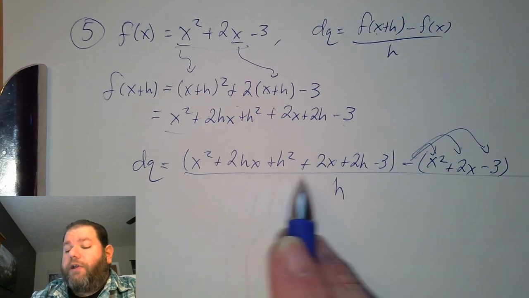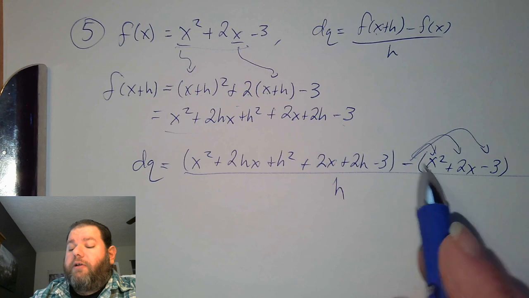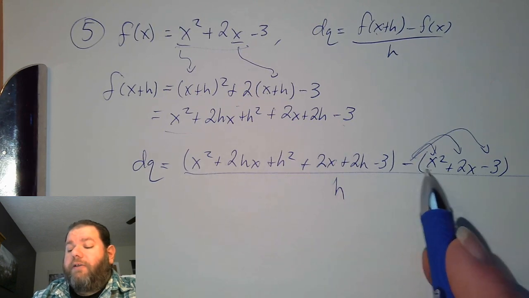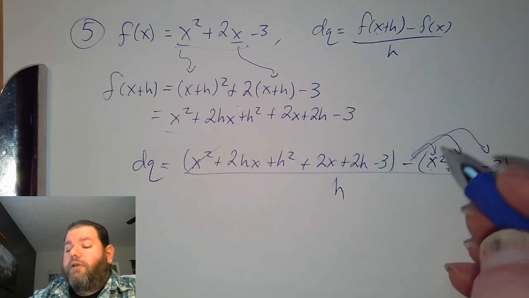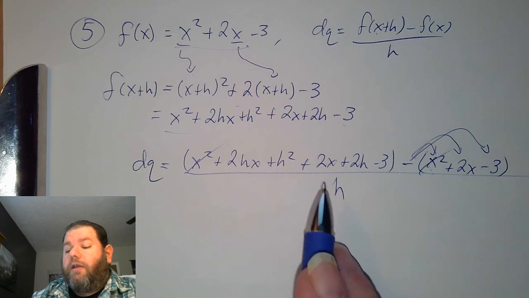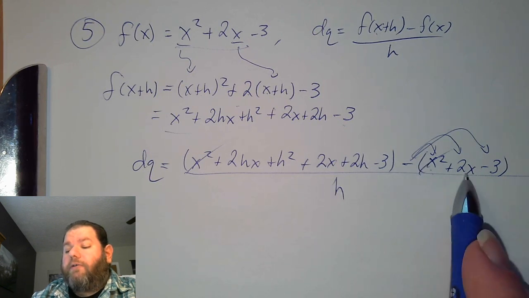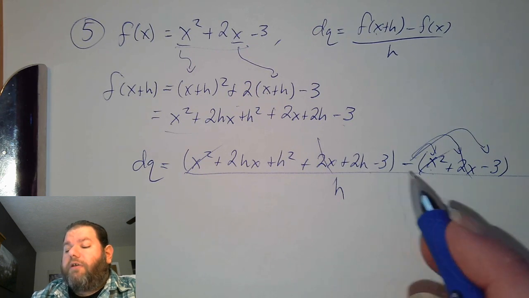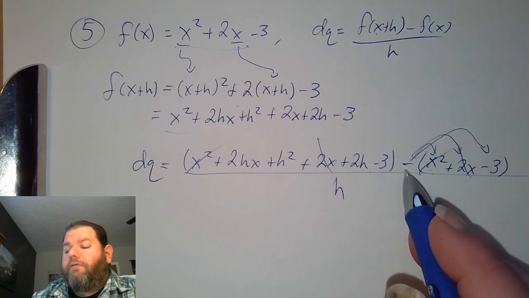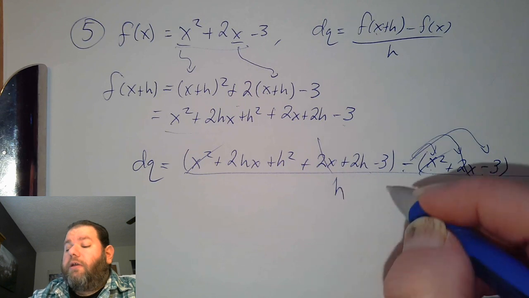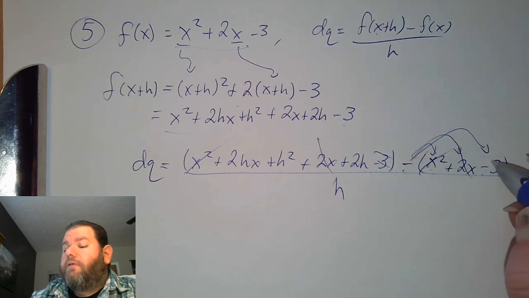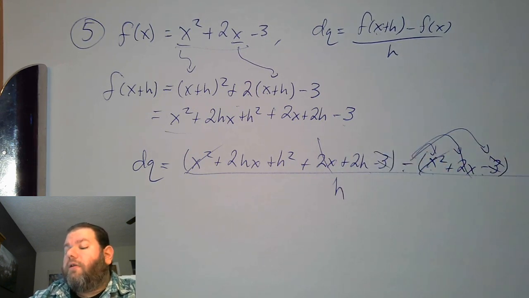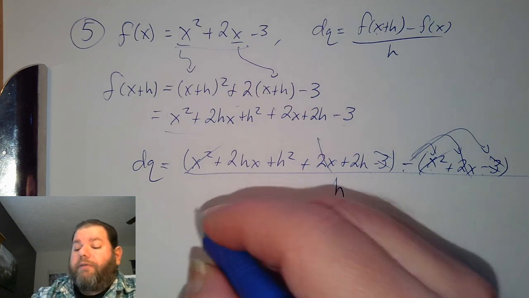with terms over here. If we have x squared minus x squared, those are going to cancel. Okay, 2x minus 2x, that's going to cancel. Negative 3 minus a negative 3, so it's negative 3 plus 3, that's going to cancel. So all three of those cancel out. And so we look at what we have left now.